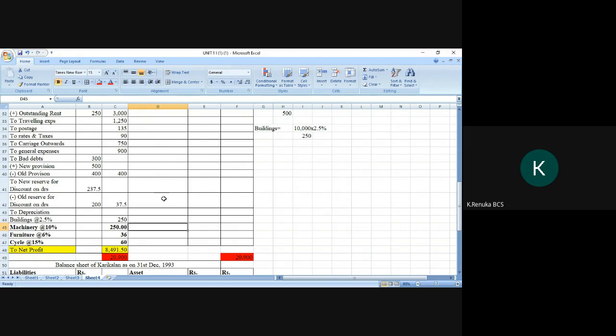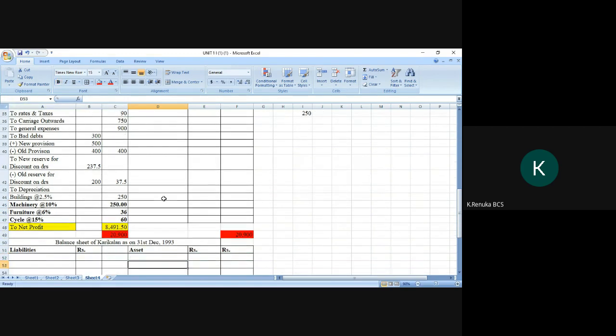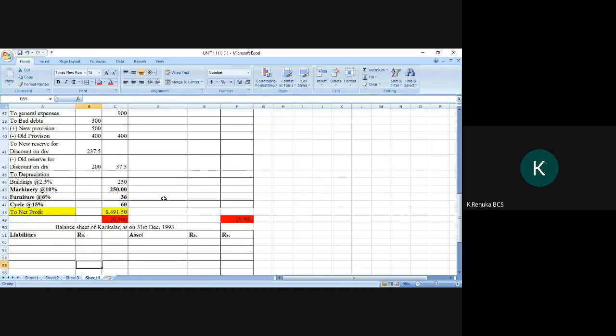So what you have to do is rectify the errors whatever you have made in your business before finalizing the balance sheet. Yes. So now we are going to proceed with the balance sheet. First we'll start with the liabilities side. We have our own sources, that is capital, which is the main source for our business. So first we are going to start with capital.